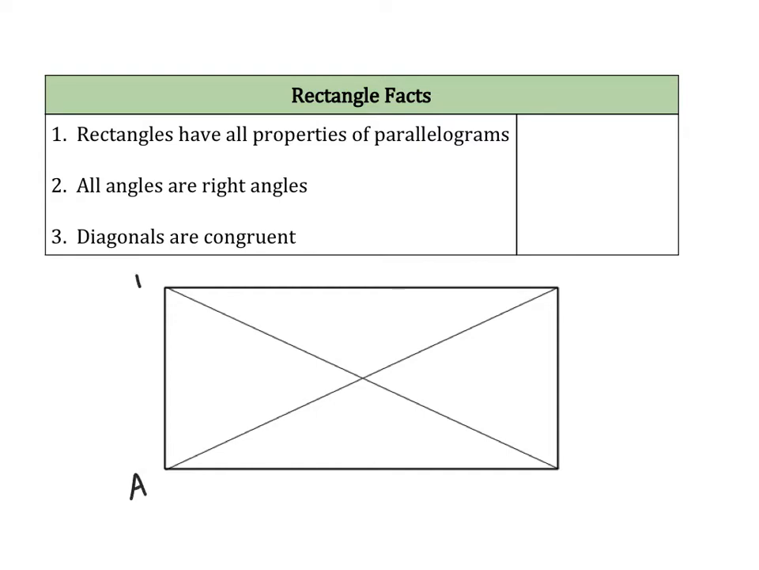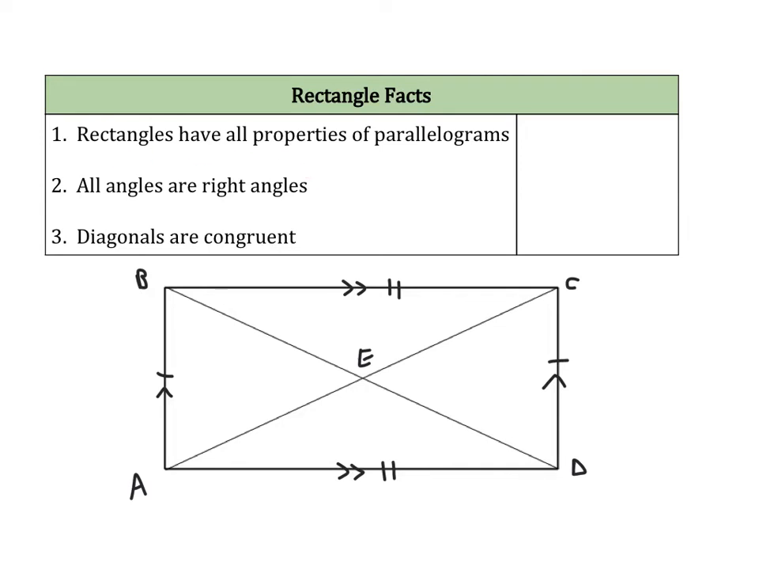So if we have rectangle ABCD, some of the things we could mark in is that AB is parallel to CD, BC is parallel to AD. We know that the opposite sides are also congruent. We know that opposite angles are congruent, consecutive angles are supplementary. We also know that the diagonals will bisect each other.